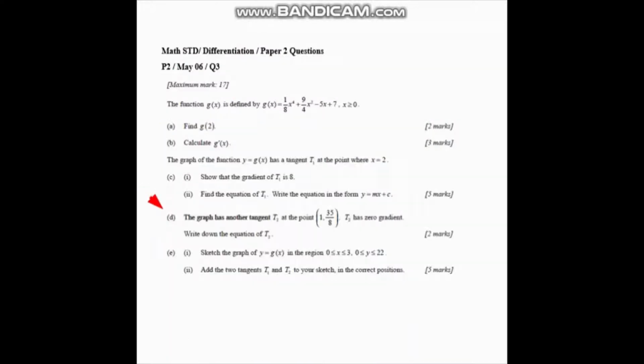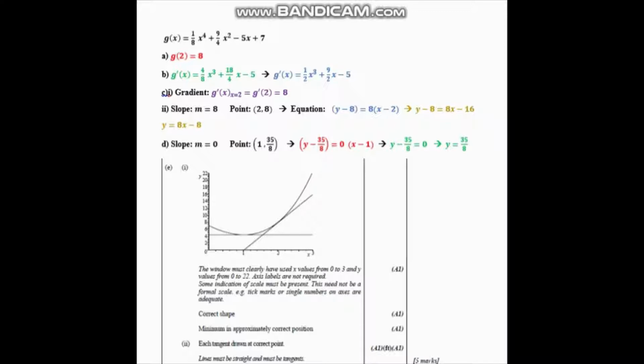In question D, I am told that the graph has another tangent at the point 1, 35 over 8, and that this tangent has 0 gradient. So I want to write down the equation of T2. Again, I need a point and a slope, and they are provided in the question. There is my point and there is my slope. So all I have to do is substitute these values into the point slope formula. So y minus y1 equals m times x minus x1, and the equation is y equals 35 over 8.